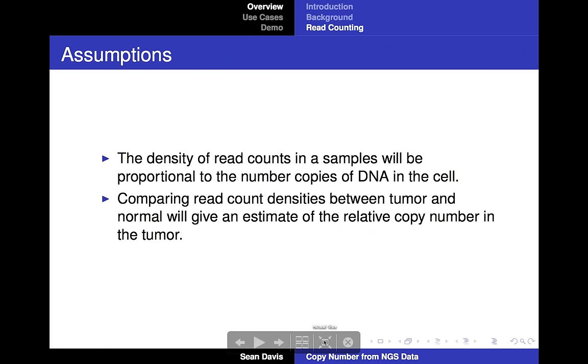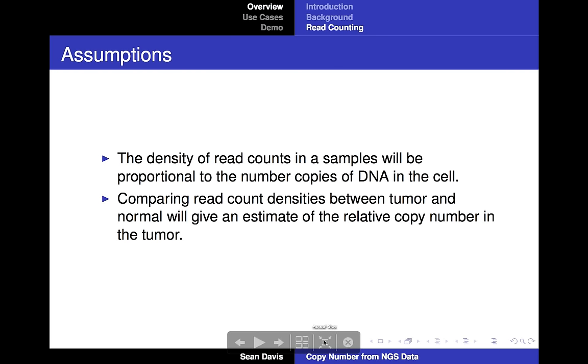So, some assumptions when we're talking about counting reads and estimating copy number. The density of the read counts in a sample will be proportional to the number of copies of DNA in the cell. So if we have a certain region of the genome and we count 1,000 reads in the normal sample, and we count in the same window 2,000 reads in the tumor sample, we might assume that there are twice as many copies of the DNA in the tumor cell, after accounting for the different read counts in the different samples.